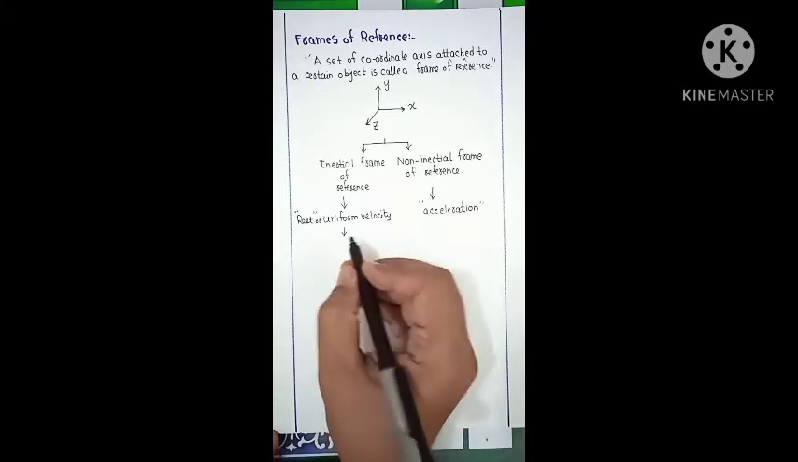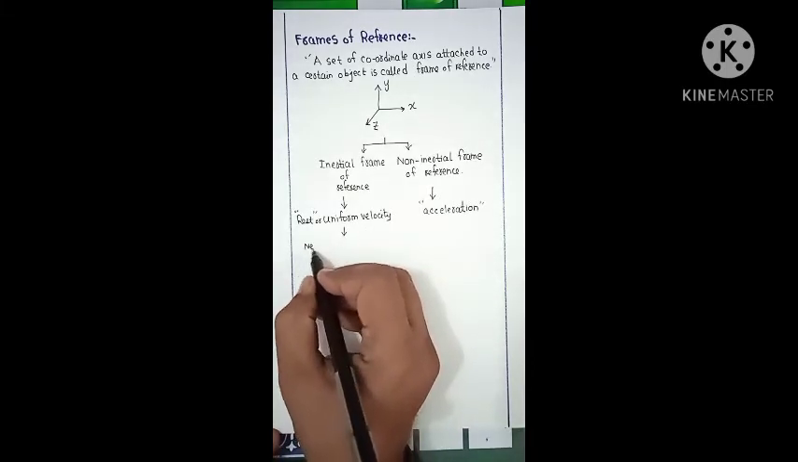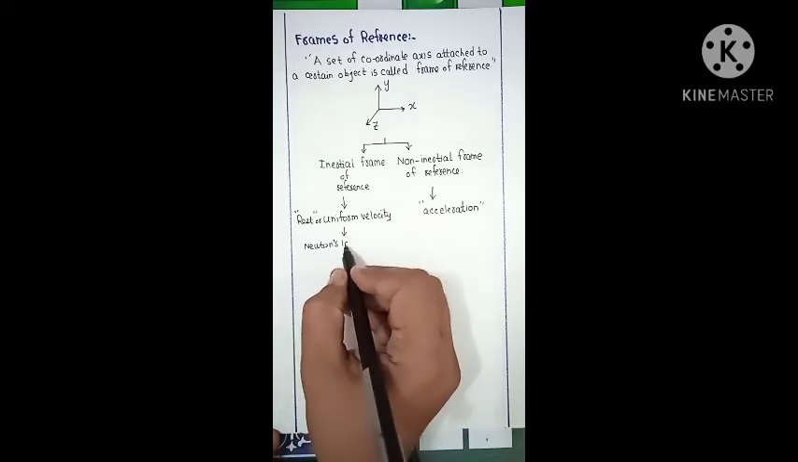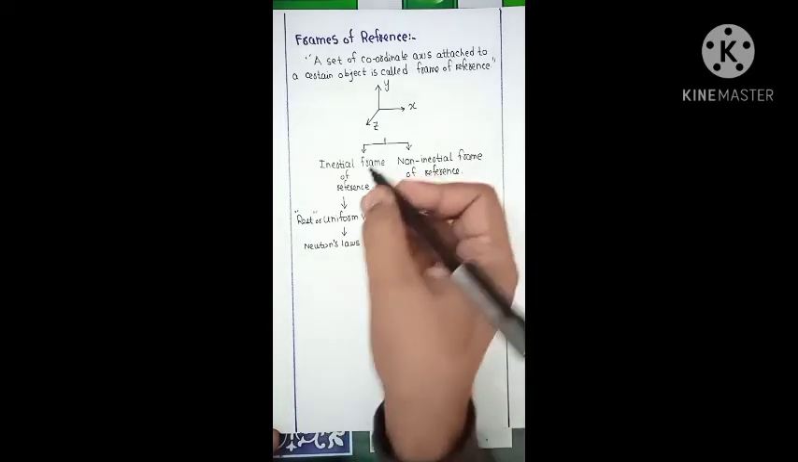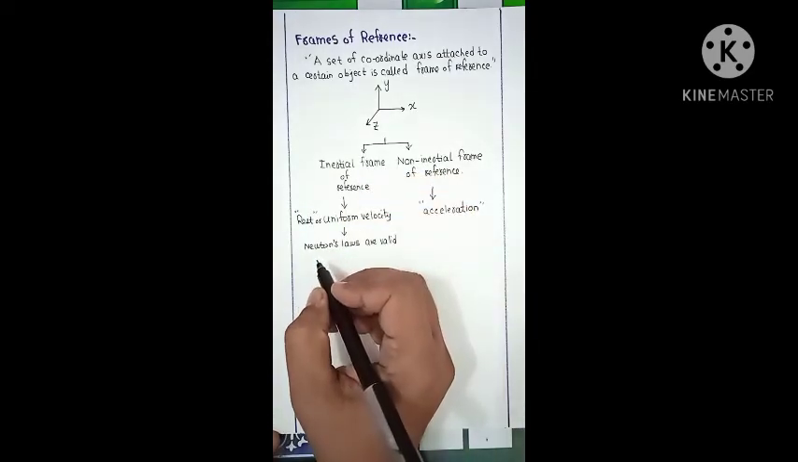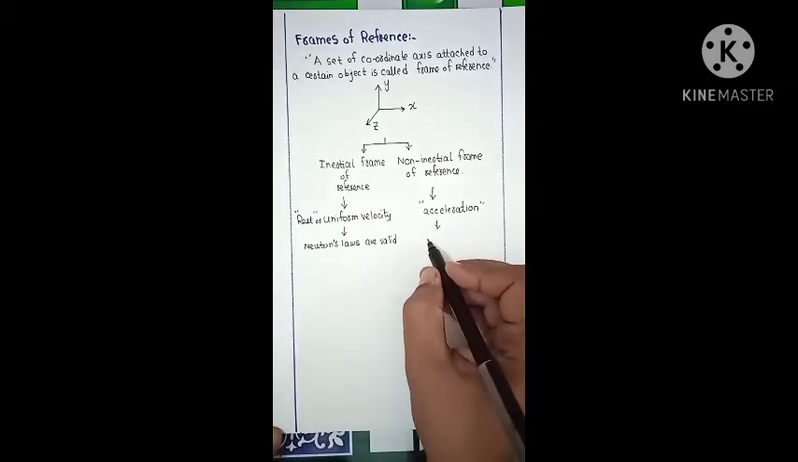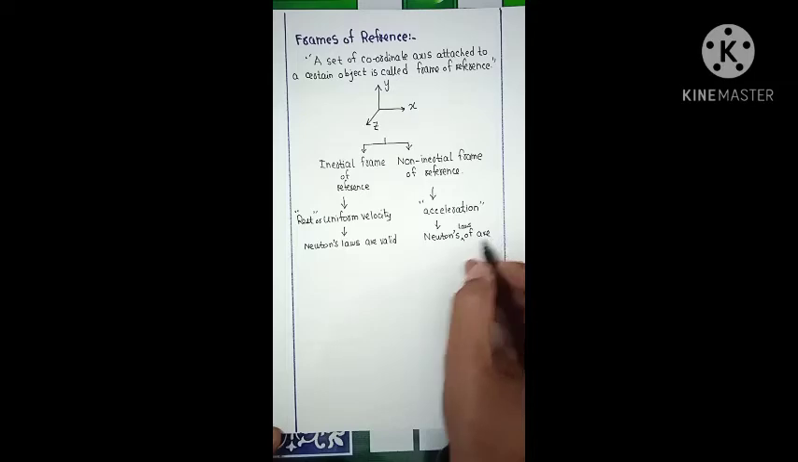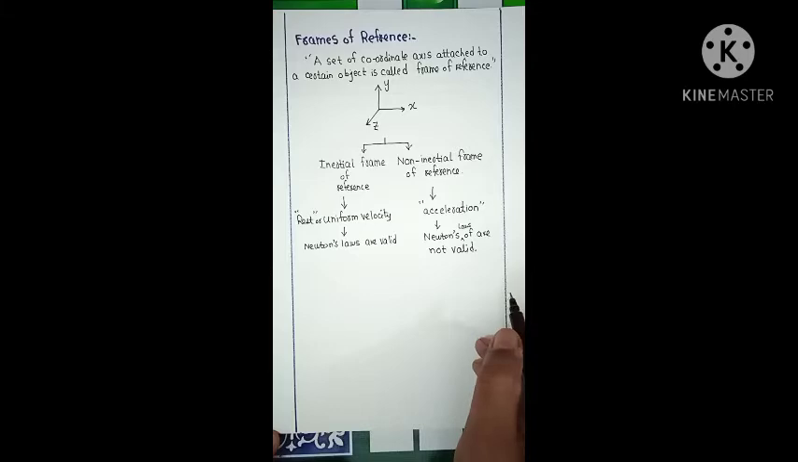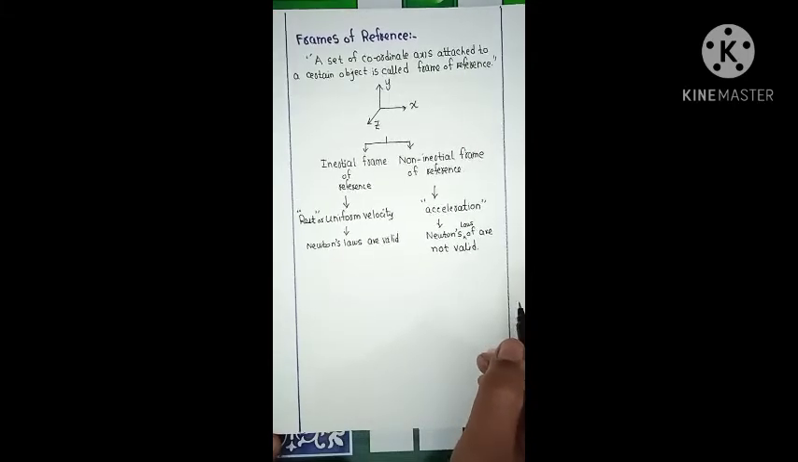Newton's laws of physics are valid in an inertial frame of reference, whereas Newton's laws of physics are not valid in a non-inertial frame of reference. So this is the idea about the frame of reference.